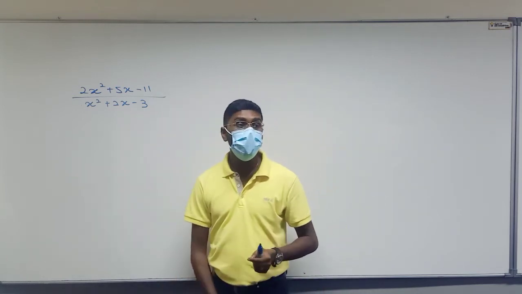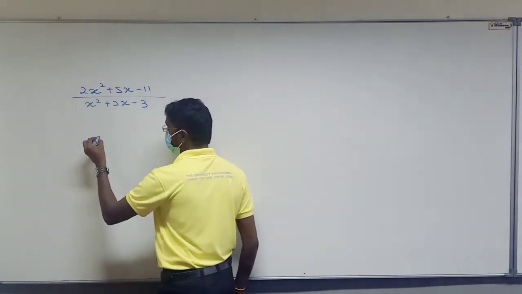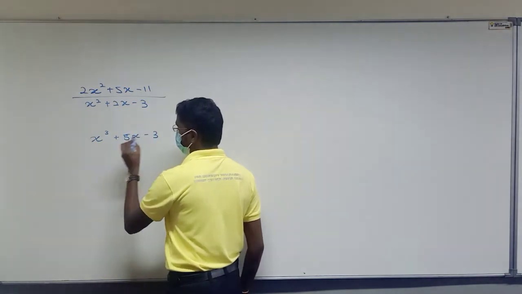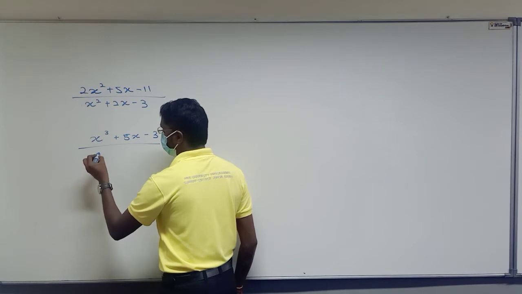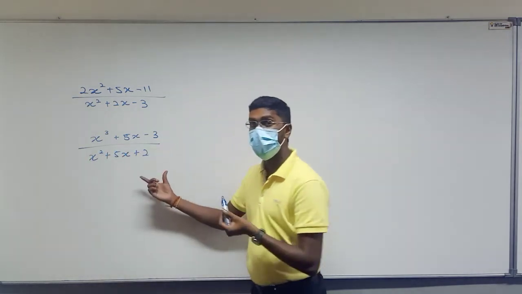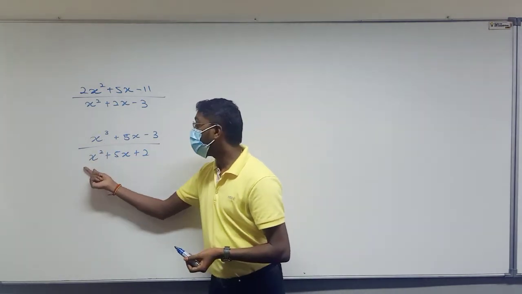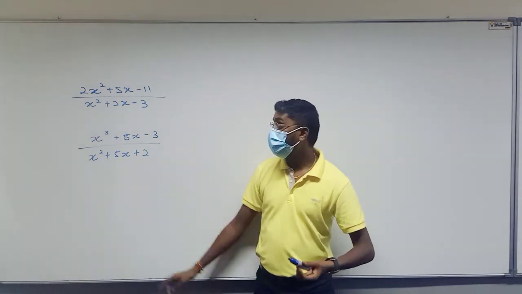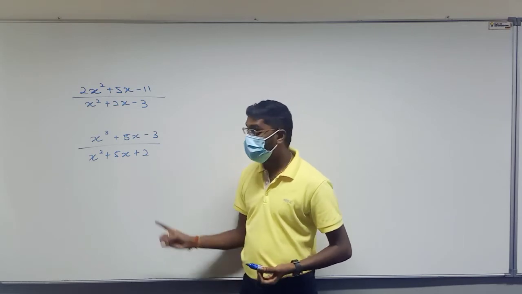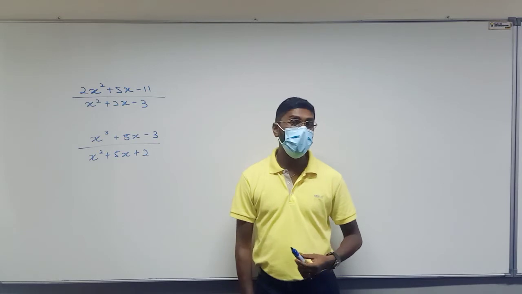So this we call an improper fraction. Over here, the maximum power of the numerator is 3, it's a cubic function, and the denominator is x squared. Therefore, the maximum power of x in the numerator is greater than the denominator. So this is also an improper fraction.